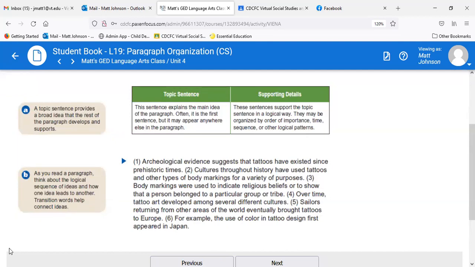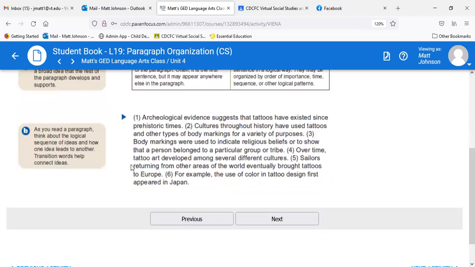So our example here, they have: Archaeological evidence suggests that tattoos have existed since prehistoric times. Cultures throughout history have used tattoos and other types of body markings for a variety of purposes. Body markings were used to indicate religious beliefs or to show that a person belonged to a particular group or tribe. Over time, tattoo art developed among several different cultures. Sailors returning from other areas of the world eventually brought tattoos to Europe. For example, the use of color in tattoo design first appeared in Japan.